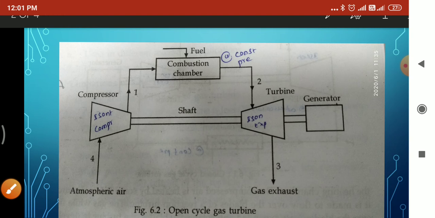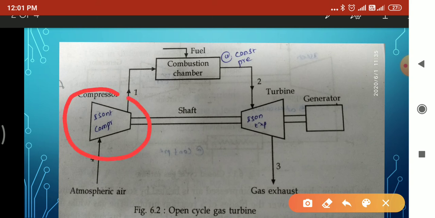Now, what will happen in each component? First, the atmospheric air is sucked into this compressor. In this compressor, the gas is compressed isentropically. Temperature increases from T1 to T2 and pressure increases from P1 to P2. Now, what is meant by isentropically? It means keeping the entropy constant. We are going to increase the pressure and temperature in the compressor.